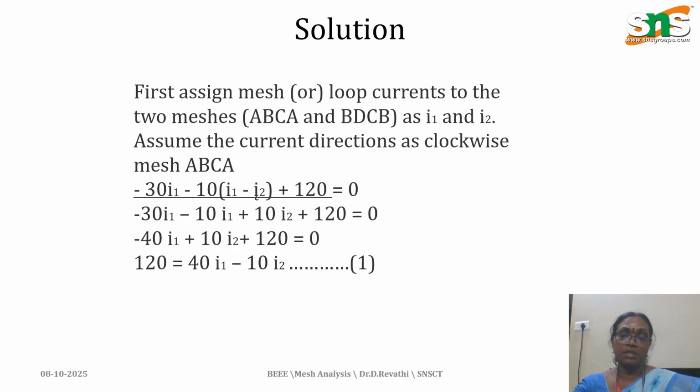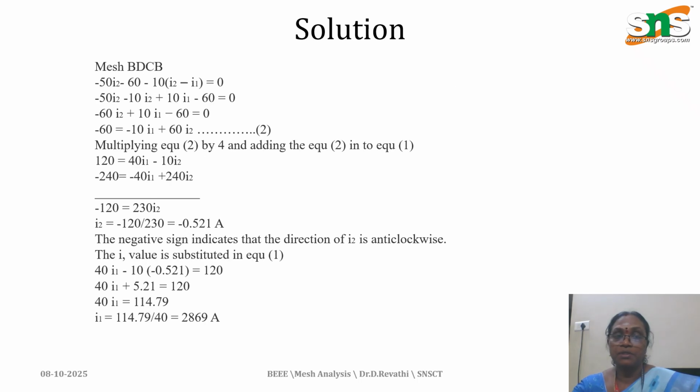We already know that KVL says the summation of voltage drops plus the source voltages is equal to 0. Based on this, we write these equations, and after that we have to solve them: find equation number 1, then equation number 2, and after that find the values of I1 and I2.